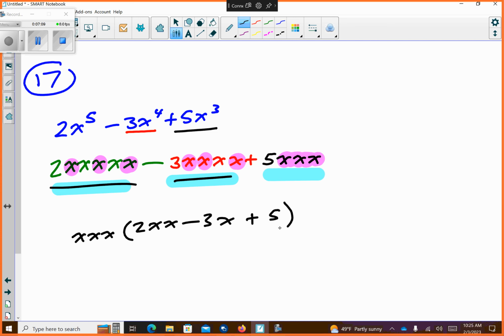What's x times x times x? x to the 3rd. What's 2x times x? 2x squared. Good. And then minus 3x is good as is. Plus 5. There's our answer.